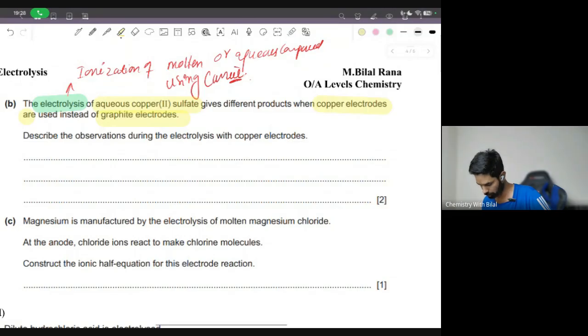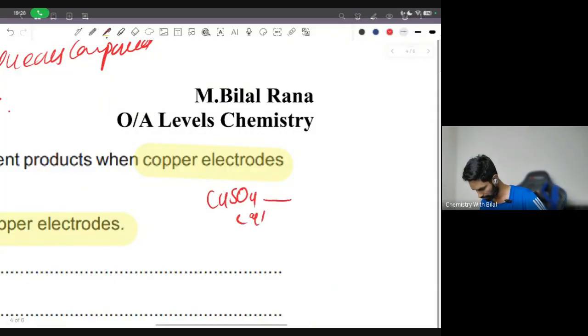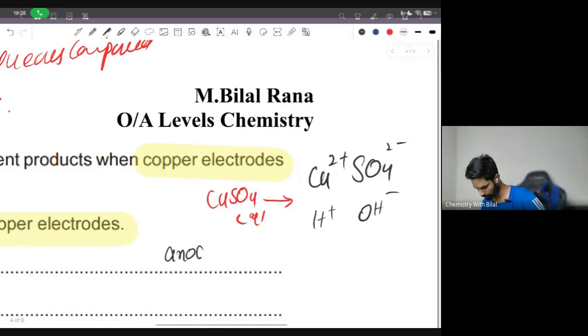Describe the observation during the electrolysis with copper electrode. So let's first write what will you get with copper electrode. So let's say you have copper 2 sulfate aqueous. What ions do we have here? We have copper ions, you have sulfate ions, everyone, and you have hydrogen ion and hydroxide ion. And imagine this time we have anode made up of copper itself and cathode made up of copper.